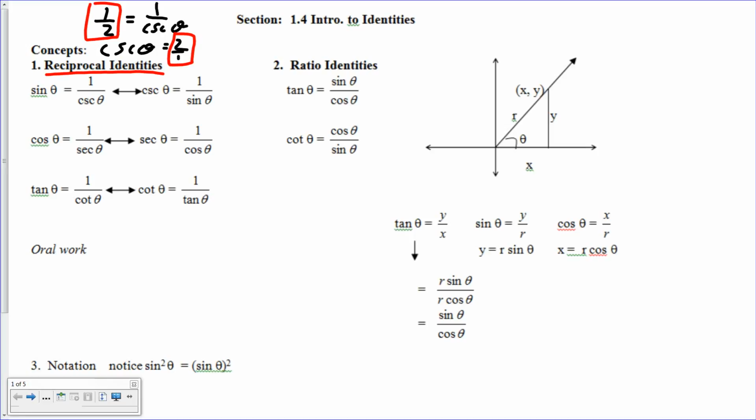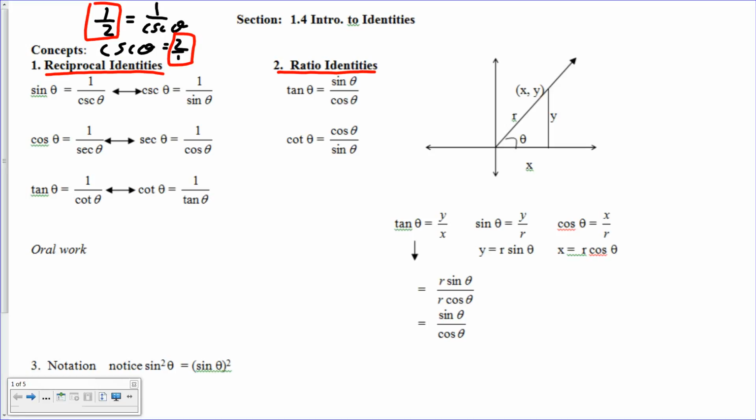Looking at the ratio identities. The ratio identities are going to be involving the tangent theta and the cotangent theta. Notice what happens. Tangent theta is equal to sine theta over cosine theta. Well, the cotangent theta is just the reciprocal of that. So really you only have to know the first one, and then with the cotangent, it's just the reciprocal.